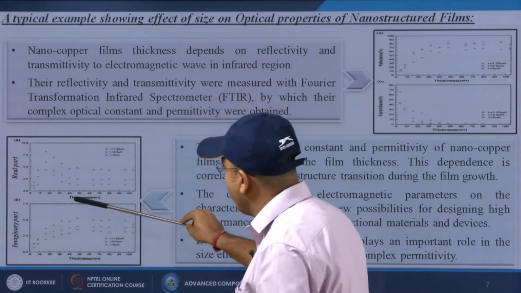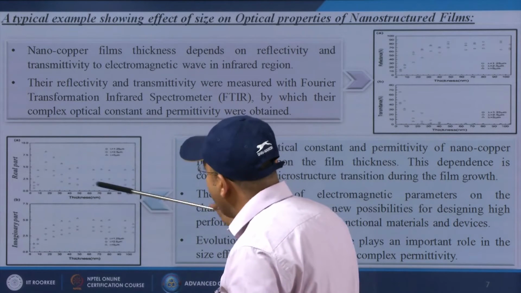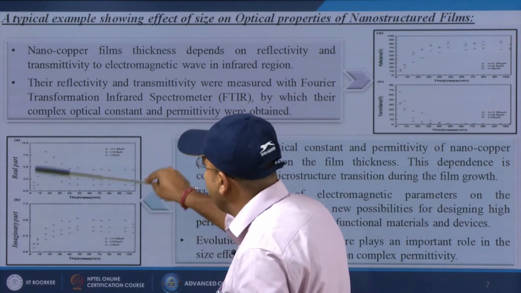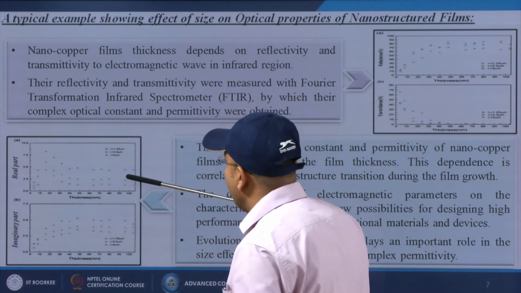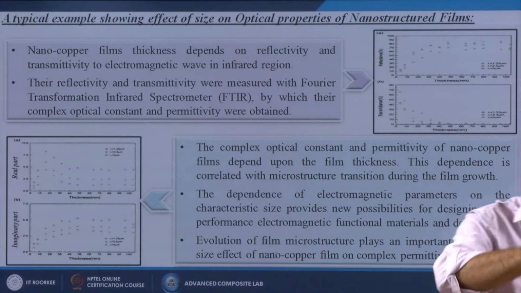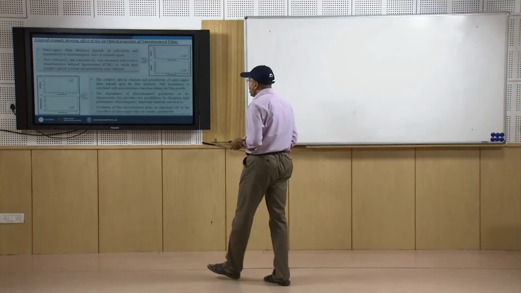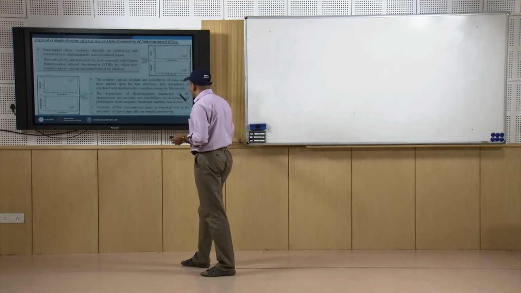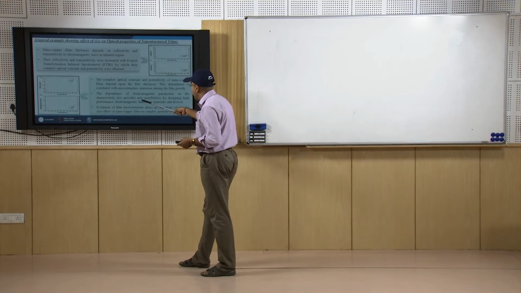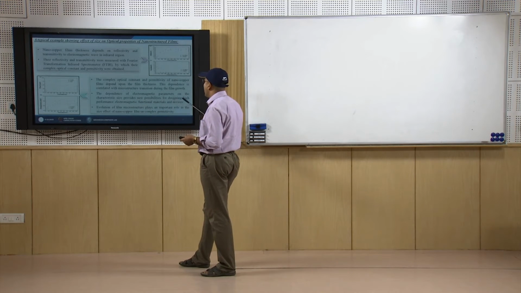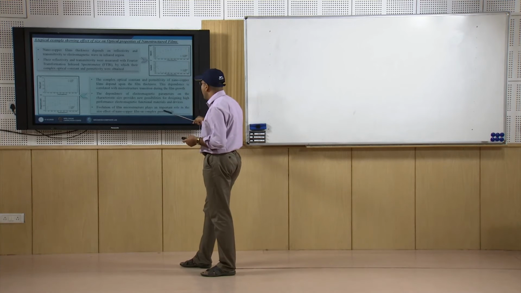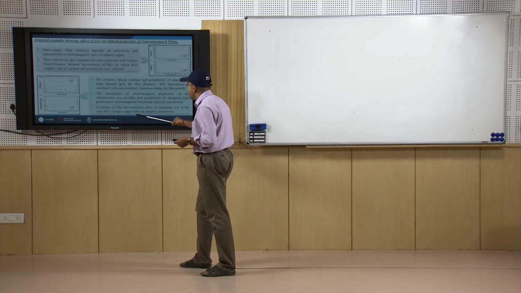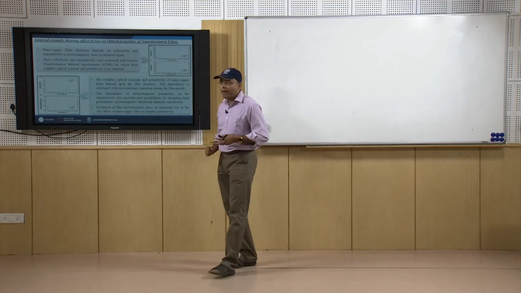Here we are showing the thickness on the x axis and the real part and imaginary part on the y axis, which shows how the thickness changes and how its electrical impedance properties change. The dependence of electromagnetic parameters on the characteristic size provides new possibilities for designing high performance electromagnetic functional materials and devices. Evaluation of film microstructure plays an important role in the size effect of nano copper film on complex permittivity.